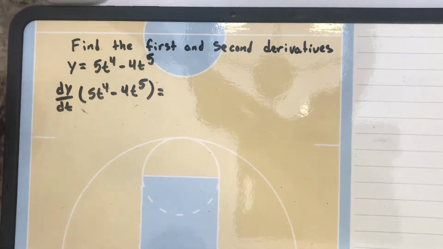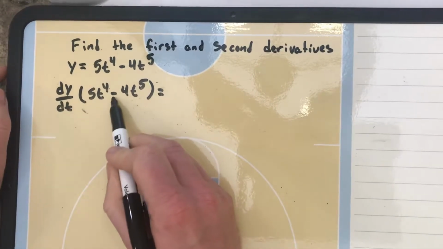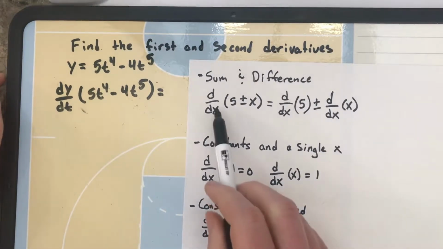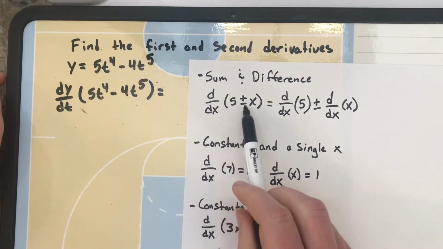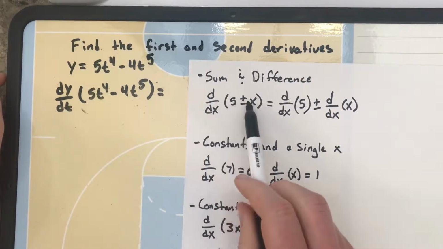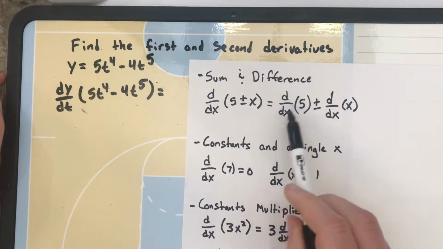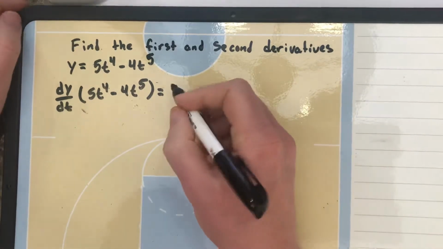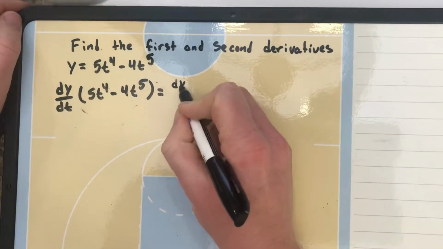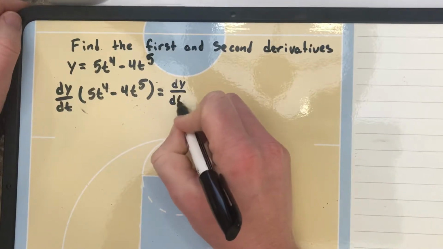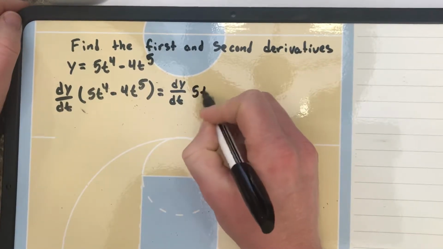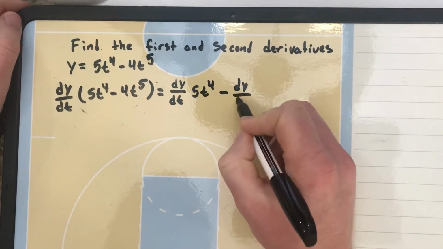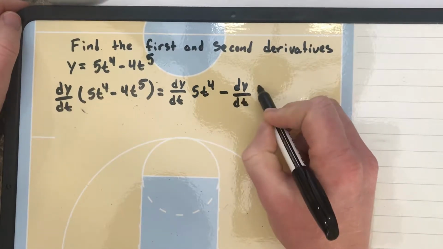is going to equal, and remember this time we have a subtraction, right? So we're back to the sum and difference formula, and we know the sum and difference formula, if we take the derivative of anything plus something else, we can split that into the derivative of the first thing plus the derivative of the second thing. So that's what we're going to use here. We're going to say that equals the derivative of y with respect to t of 5t to the fourth minus the derivative of y with respect to t of 4t to the fifth.